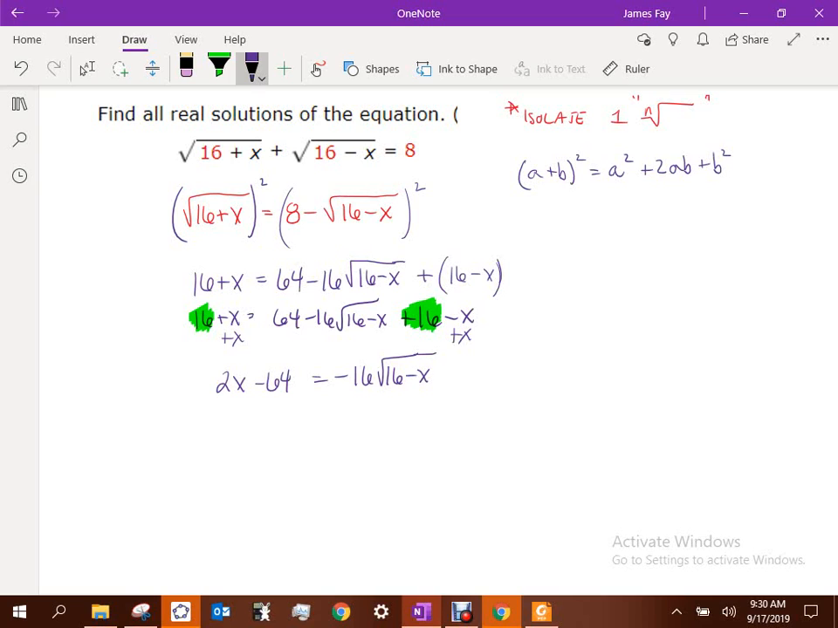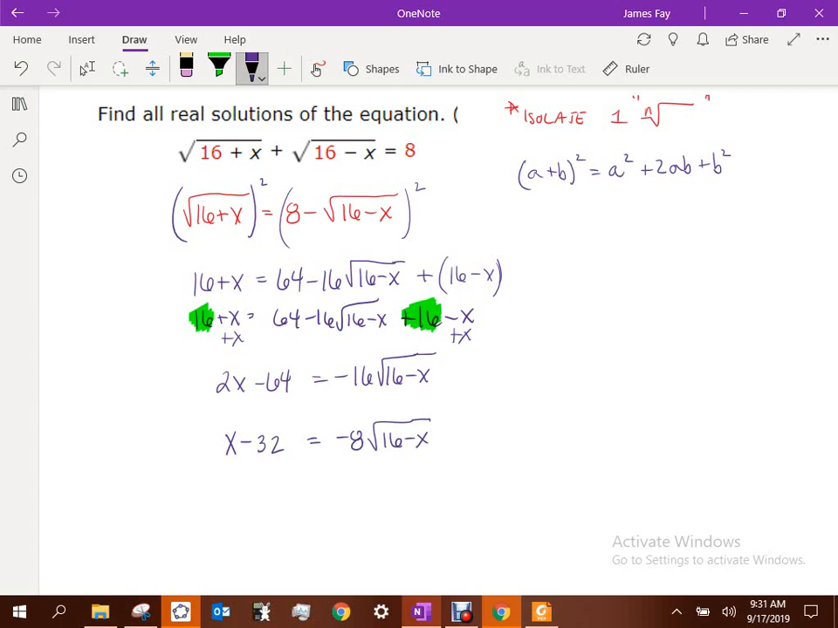Now, like I said, you can move that 16 over. That's fine. What I'm not going to do is move the 16 over, because I don't want to square 16. I don't want to bring in 256 because it's just larger values. Do all of these numbers have a 2 in them? Yeah. Can I divide everything by 2? So x minus 32 is equal to negative 8 root 16 minus x.